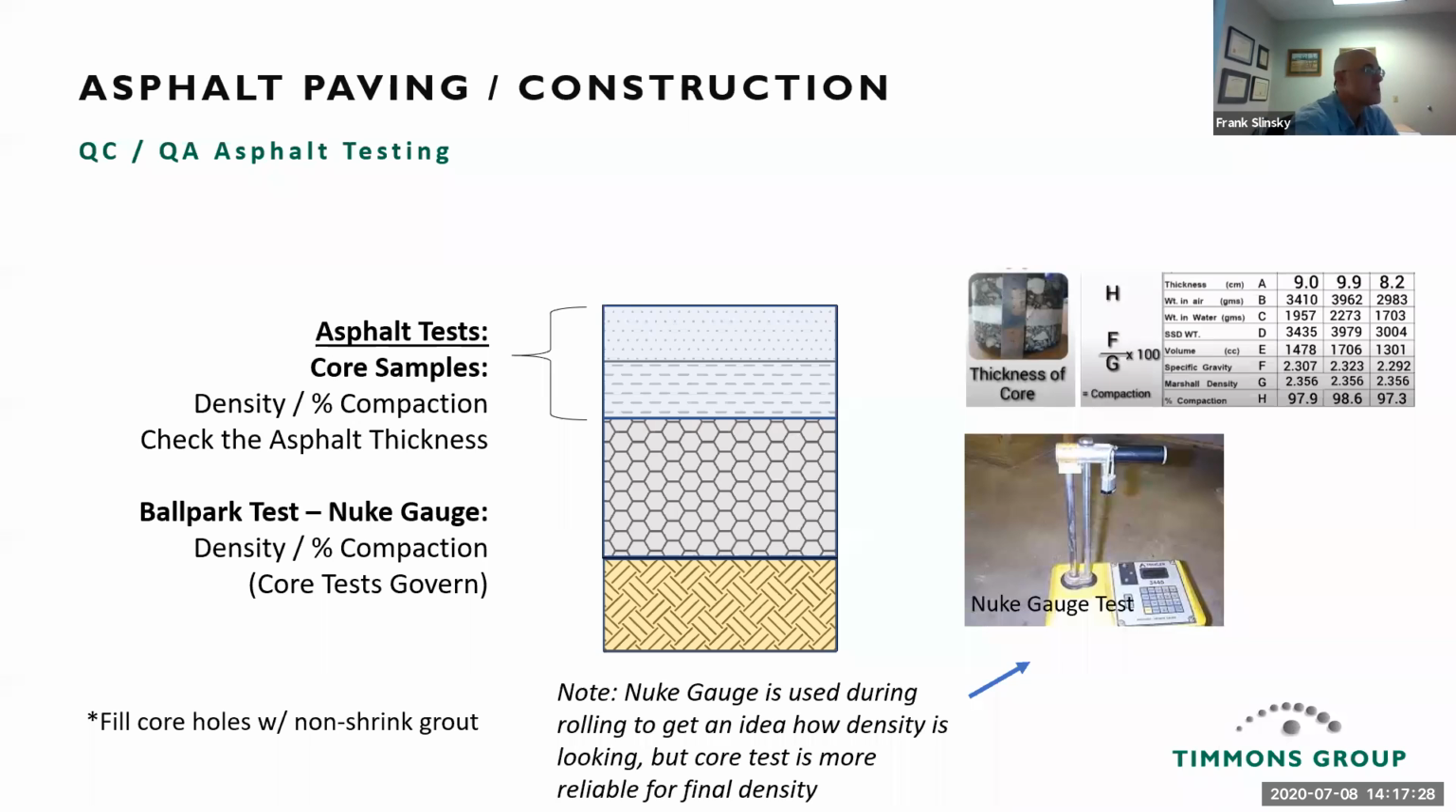And then these core holes, we recommend filling them with a non-shrink grout. It works a lot better than a cold pack asphalt, which can be very porous, and that's generally considered a temporary patch.